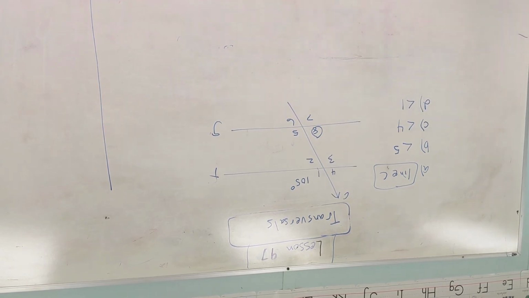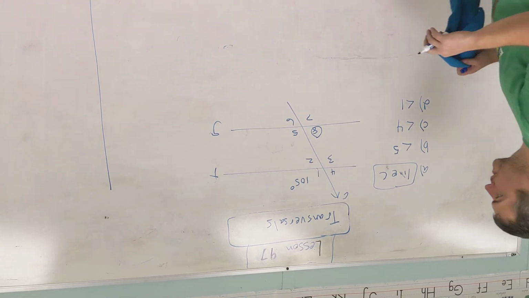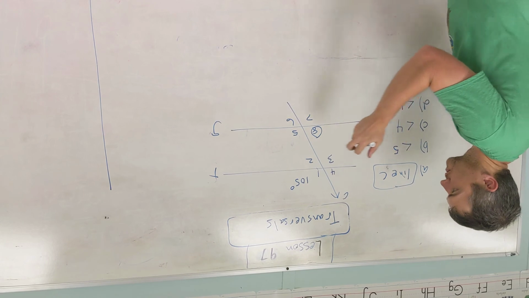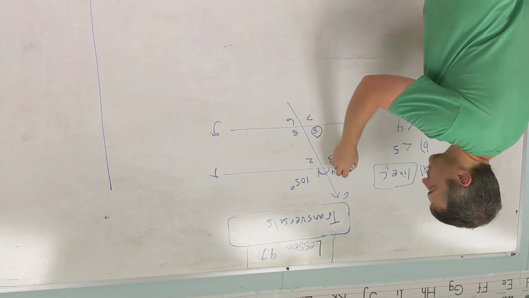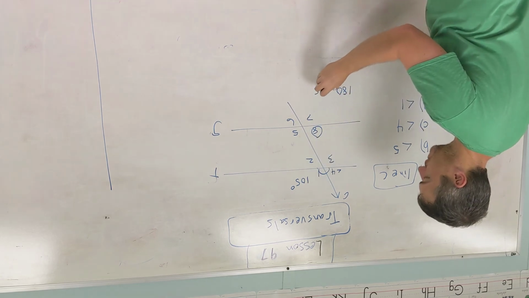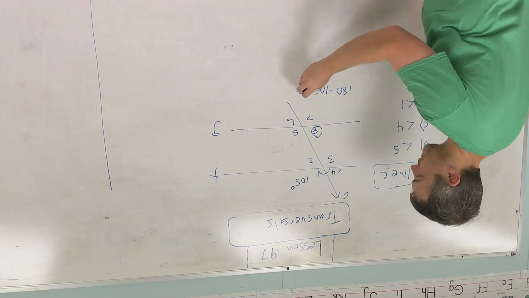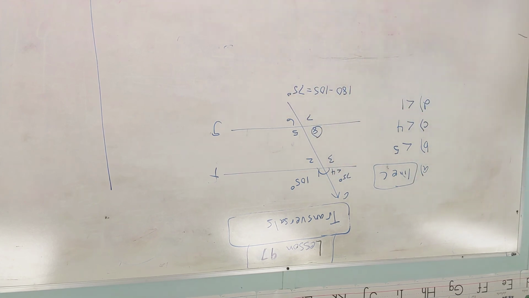So this is going to be kind of a tough one, and this is probably something more like what you'll see in your book. This is probably going to be a similar test question. So if we've got 105, remember that this whole line here is going to be 180, so we can find angle 4. So 180 minus 105 is going to be equal to 75 degrees. Okay? So now we know what angle 4 is.